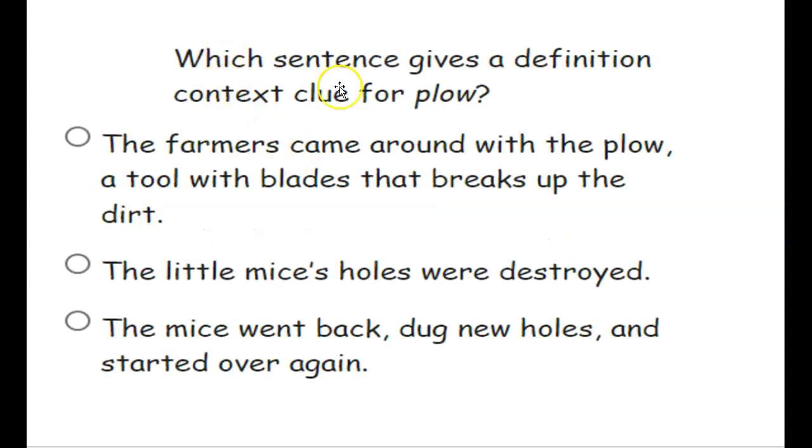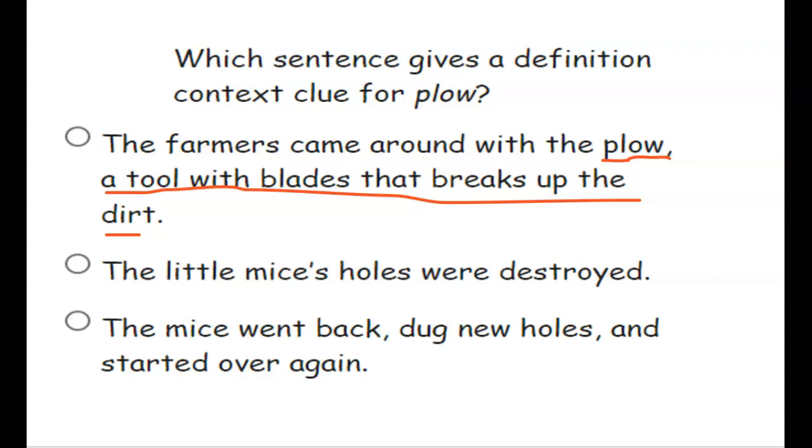And the next one says, which sentence gives a definition context clue for plow? So remember, context clues are going to be words that we use in the sentence to help us figure out words that we don't know. So if we don't know what this word plow means, let's see if we can find which one would have a context clue. The farmers came around with the plow, a tool with blades that break up the dirt. So right here, I can see these words, a tool with blades that break up the dirt. That's what plow means. So these words are context clues.